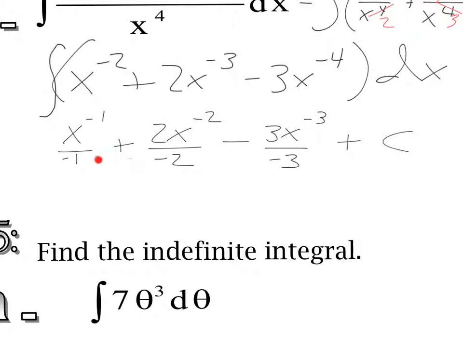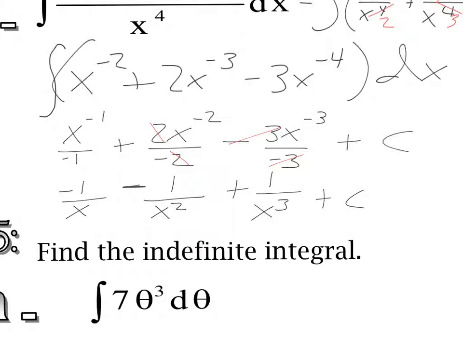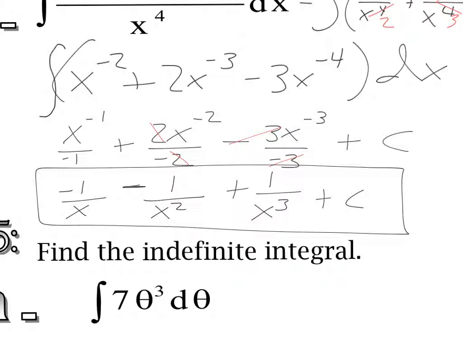And now we just need to clean this thing up. So this is really like saying negative 1 over x, and here the 2's cancel out, so this is really just like saying minus, because there's still a negative, 1 over x squared. And here the negative 3's actually cancel out, so this is like saying plus 1 over x cubed plus some constant. There you go.